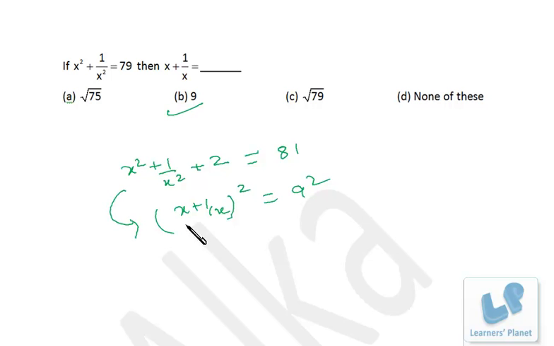From this to this, you must be knowing this is (a plus b) whole square. That's a square plus b square plus 2ab. When you do 2ab, x and x will be cancelled to produce 2. So this expression can be written as like this.